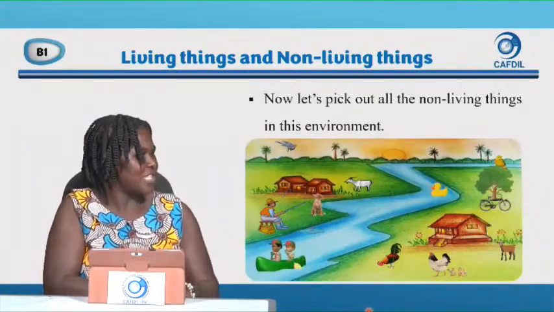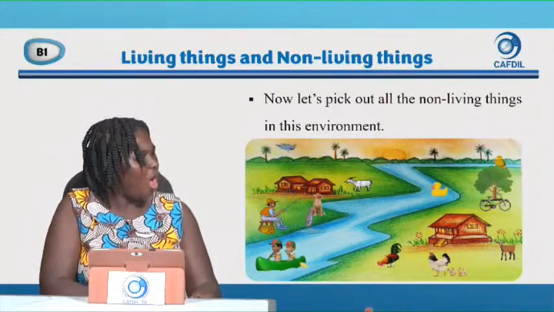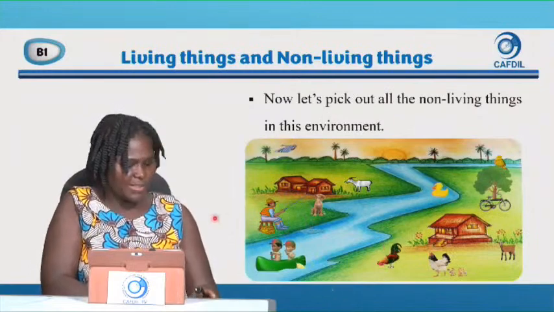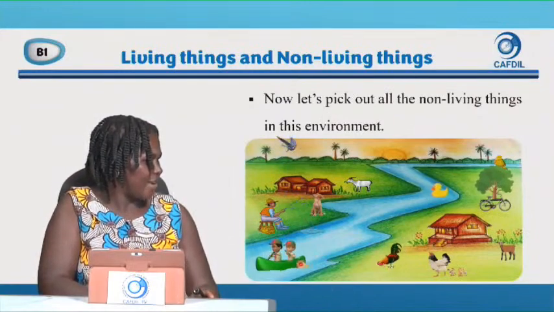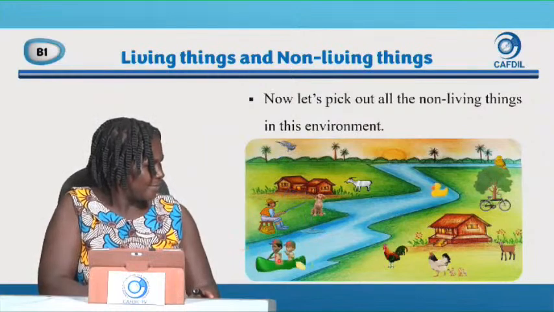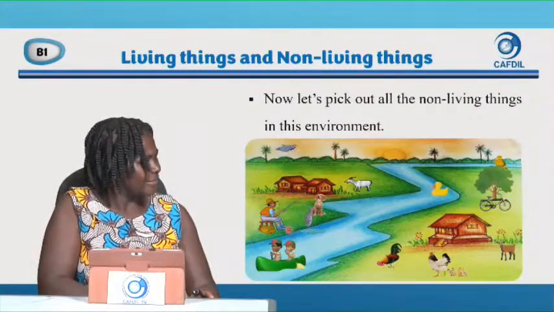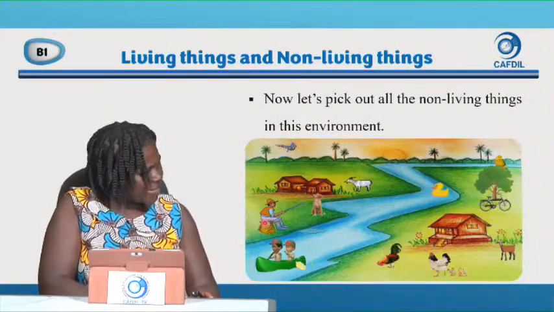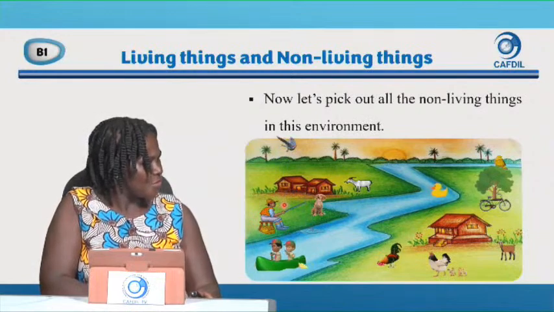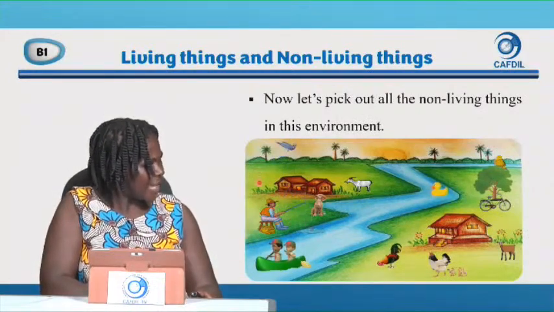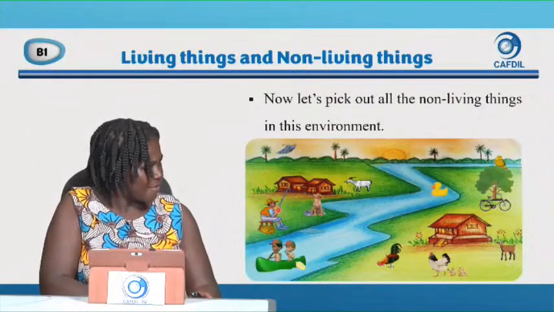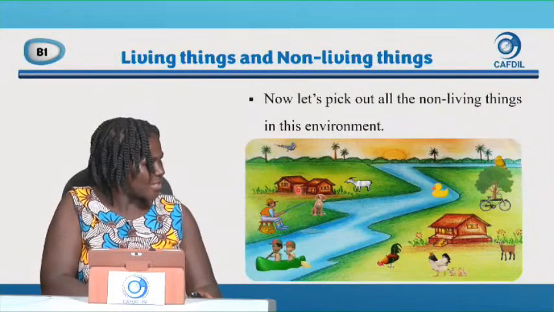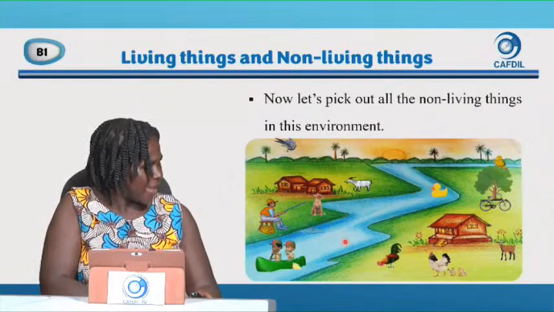So let's continue. Now let's pick out all the non-living things in this environment. We have the canoe, we have the paddle, the chair that the man is sitting on is a non-living thing. We have the fishing line, we have the cap that the man is wearing. The boys are also wearing caps. We have a house and the river.